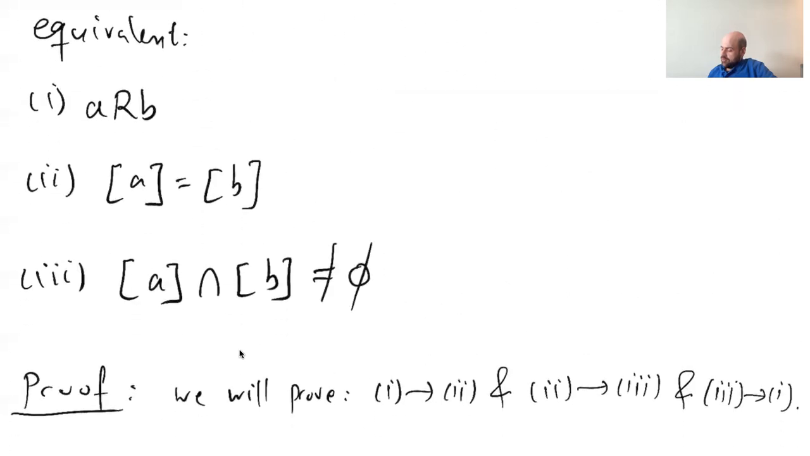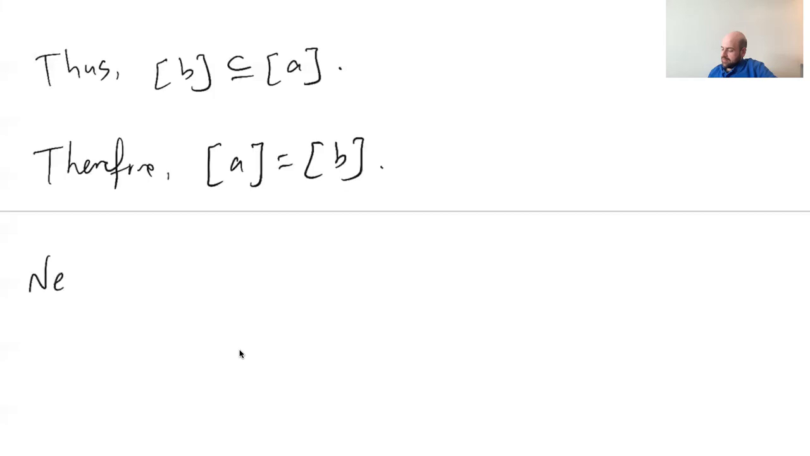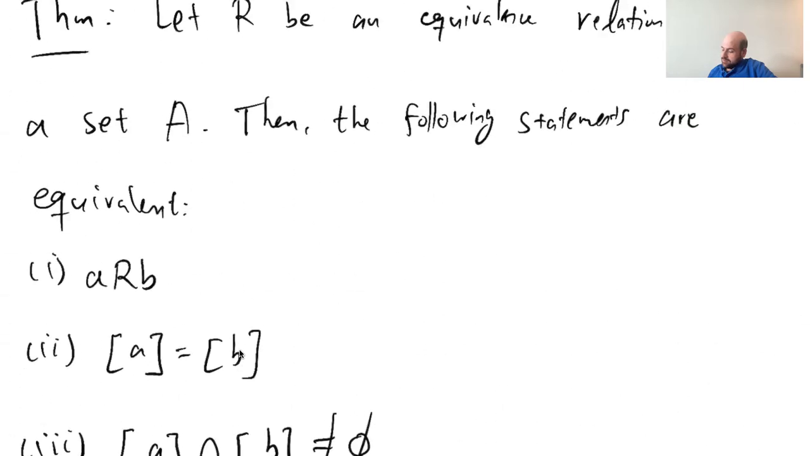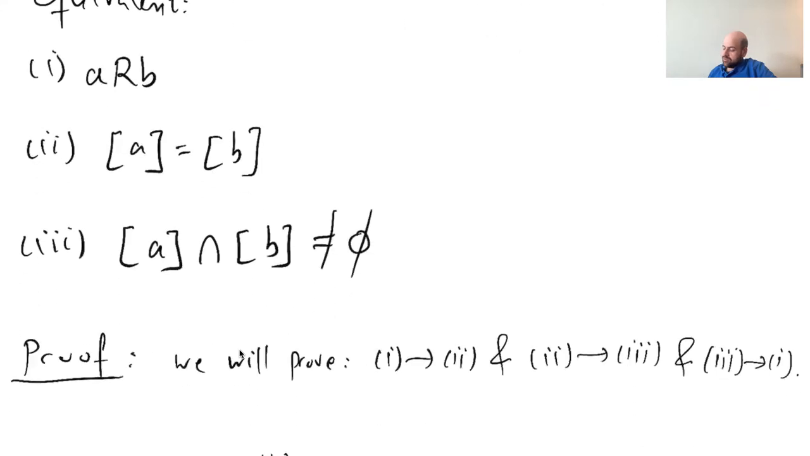Okay, so now let's prove 2 to 3. How can we prove 2 to 3? We are assuming that the equivalence class of A is equal to the equivalence class of B. I want to show that their intersection is non-empty.